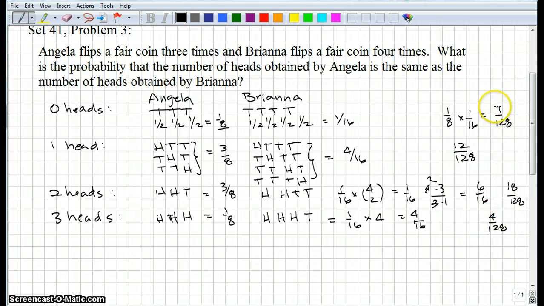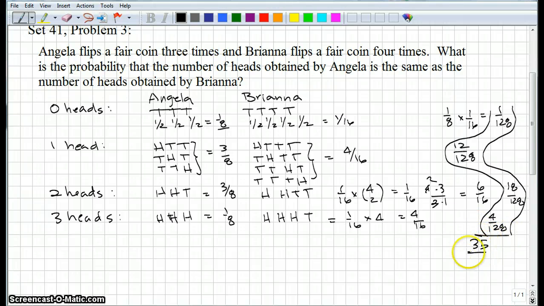So let's add all of these up. I'm going to mark the numbers I'm trying to add here. So I want to add all those combined probabilities up for each one of the cases. Okay, so we have 1 plus 12 plus 18 plus 4, so that's 35 over 128. And 35 is 7 times 5, and 128 is a power of 2, so we can't reduce that, so that's our probability, 35 out of 128.